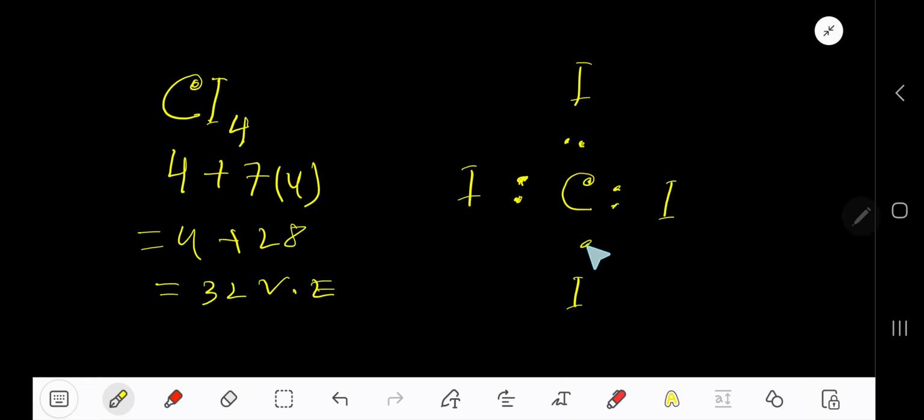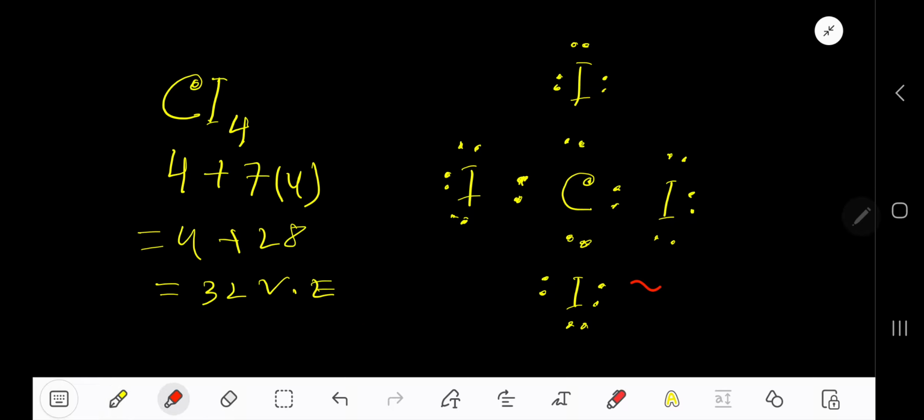4, 6, 8. Now satisfy the octet of outer atoms: 8, 10, 12, 14, 16, 18, 20, 22, 24, 26, 28, 30, 32. So we have used all 32 valence electrons.